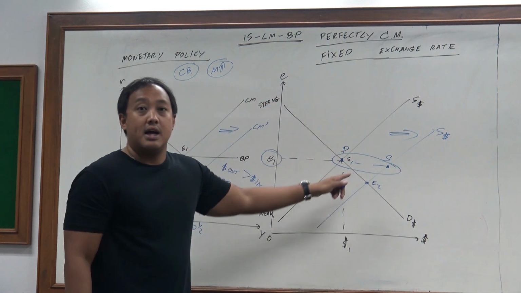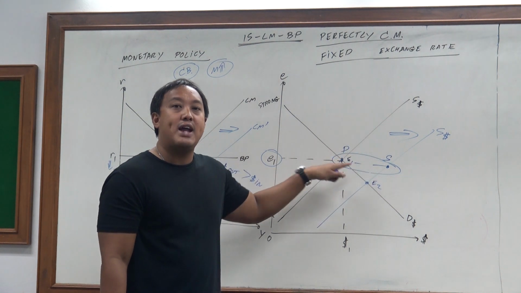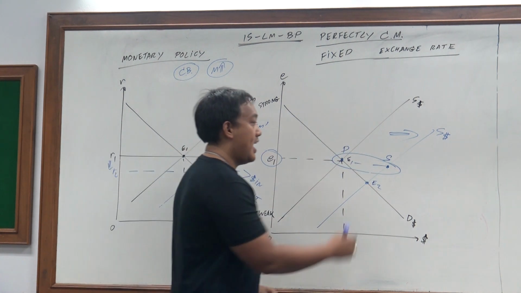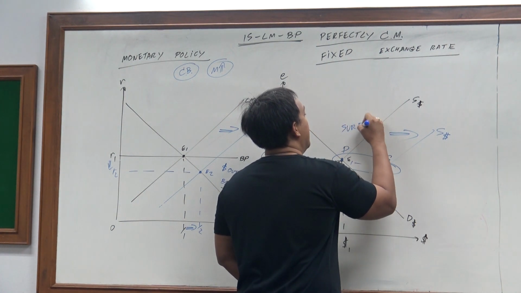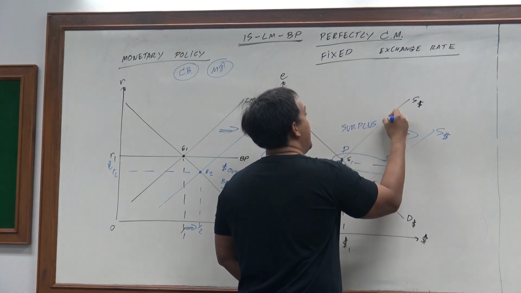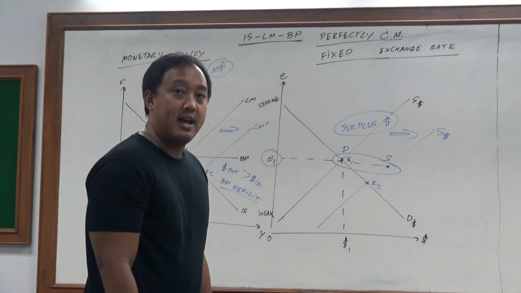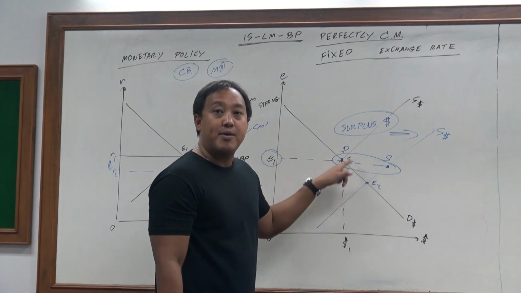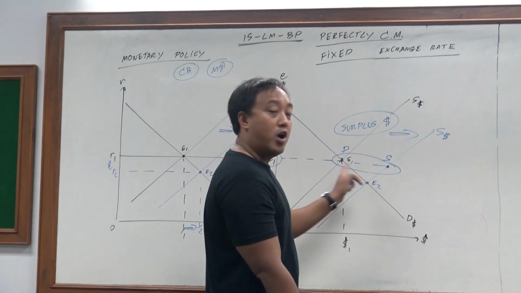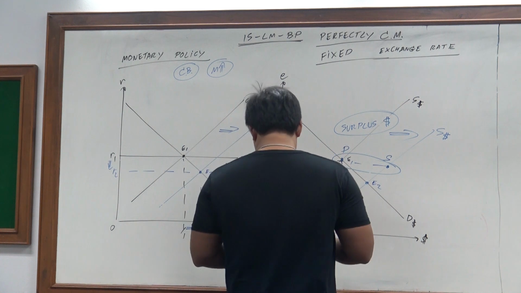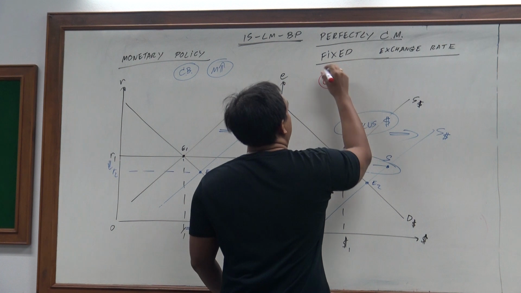You have the gap. The gap represents people wanting to sell US dollars more than people want to buy. So you have a surplus problem of US dollars. Some amount of money that nobody wants to buy. Who's going to take care of this problem? The one that has to take care of this problem is always the Central Bank, CB.